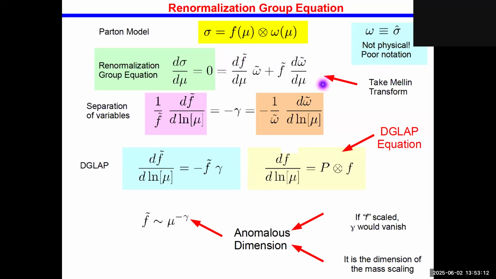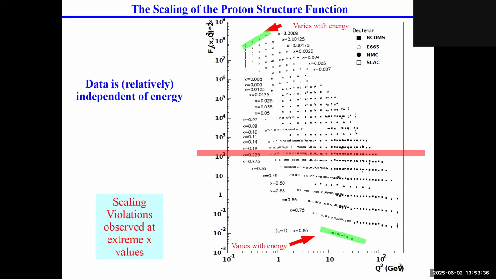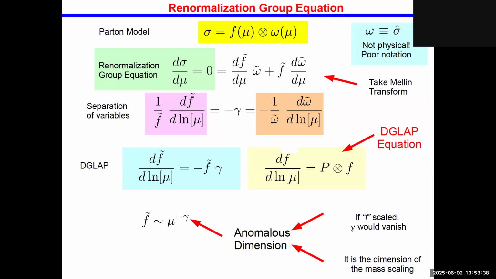Now, a small detail here, I've got a convolution. To undo the convolution, I had to do a Mellin transform. I'll leave that as homework, but let me just be fast and loose with the calculus. And now I take this and I put all the stuff with F on one side in the pink box and all the stuff with omega on the right-hand side in the orange box. And when you see that type of behavior before, what do you do? You set it equal to a separation constant. That's the typical technique.